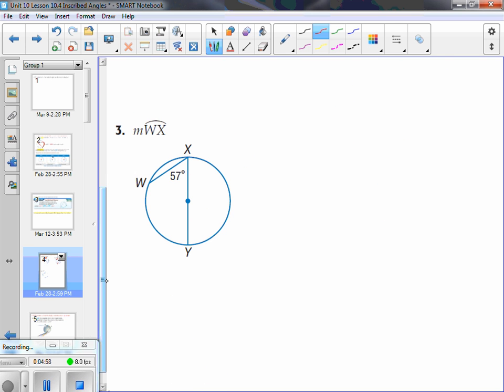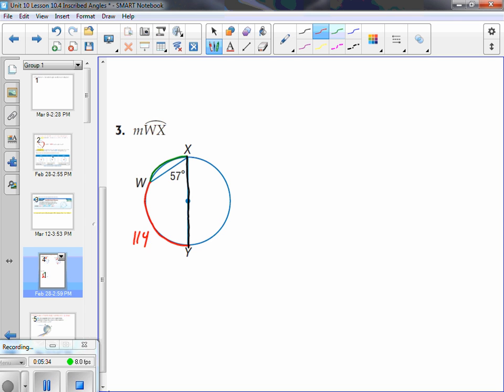And on this one, a bit of a trick question. They're not asking us the measure of that arc, are they? They're asking us for the measure of that arc. That's okay, because look, that's a diameter because it goes to the center. So the measure of the red arc and the green arc put together has to be 180, doesn't it? That's a semicircle. Well, so what's the measure of the red arc? What's 57 times 2?